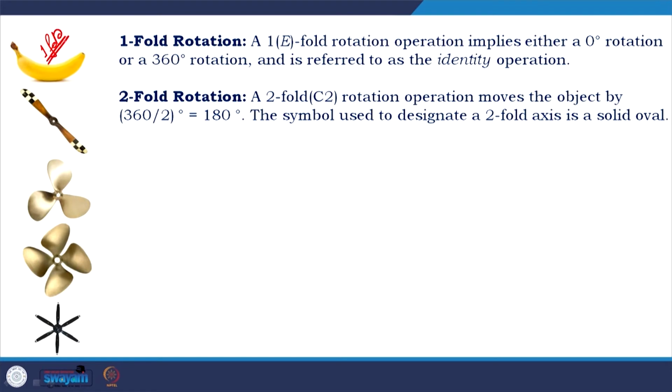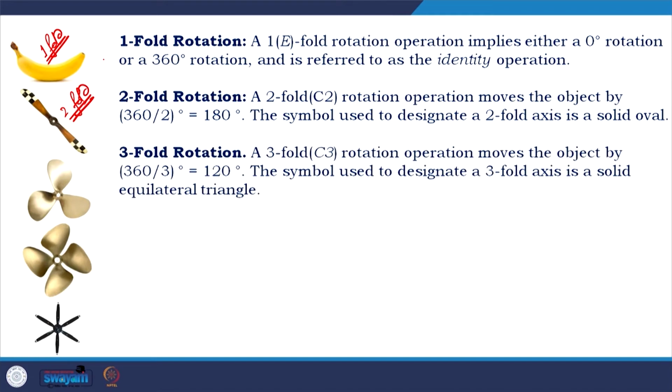Two-fold rotation, a two-fold is C2 rotation operation moves the object by 360 by 2, 180. The symbol used to designate a two-fold axis is a solid oval. If you see, this is two-fold. Three-fold rotation, a three-fold or C3 rotation operation moves the object by 360 degree by 3, 120 degree. The symbol used to designate a three-fold is a solid equilateral triangle. So, here three-fold.